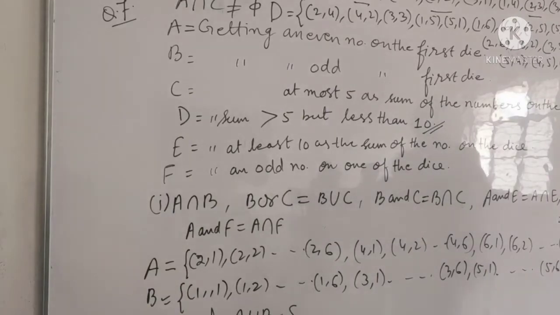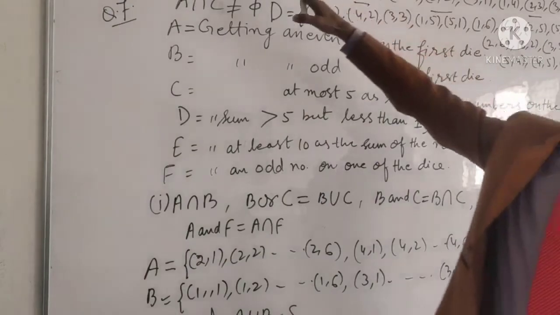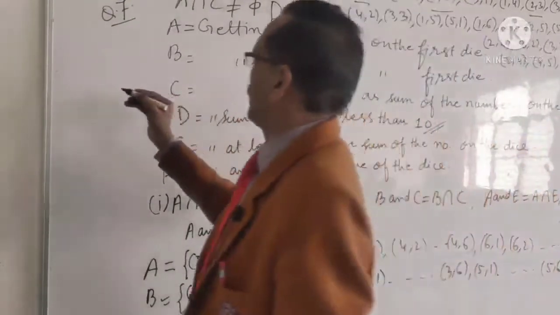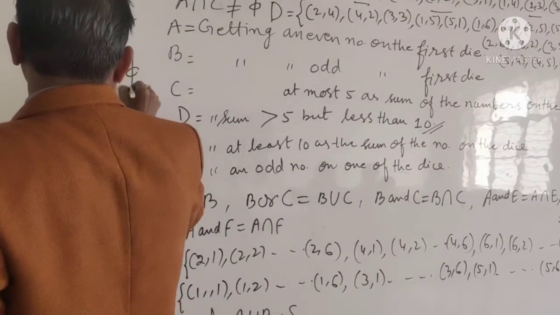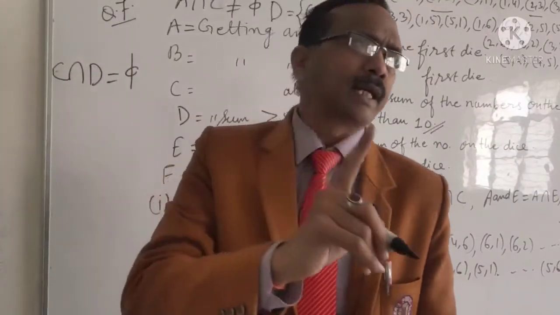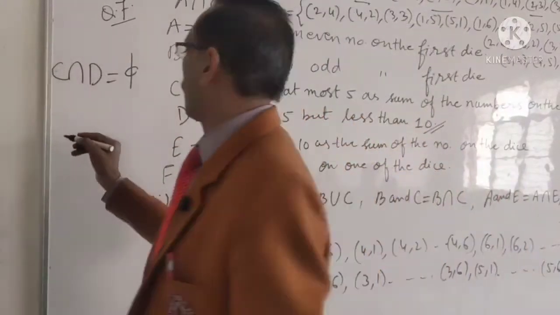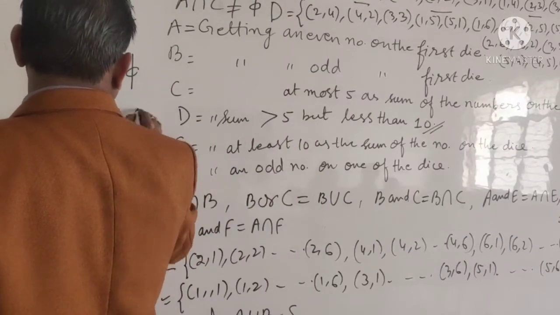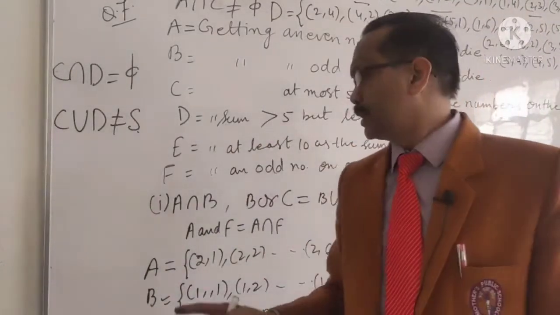Now, let us take the common element, since here no element is common, from M, C and D. So, we can say C intersection D. C intersection D is phi. So, C and D are mutually exclusive. But they are not exhaustive because C union D is not equal to S. Not equal to S. Right?